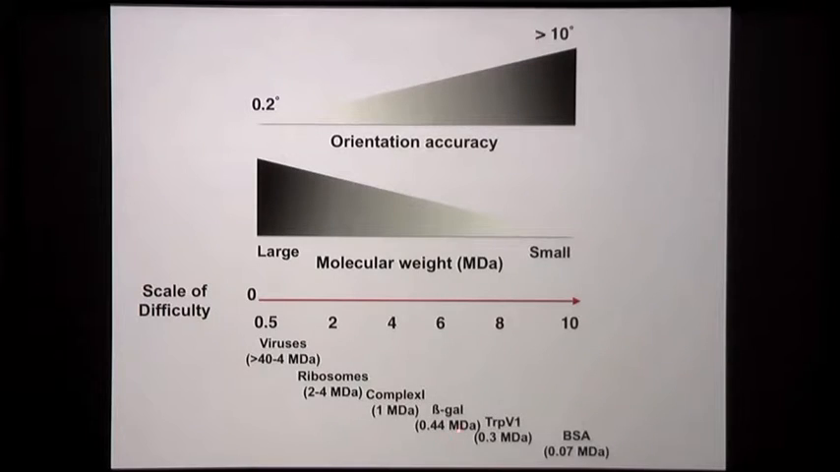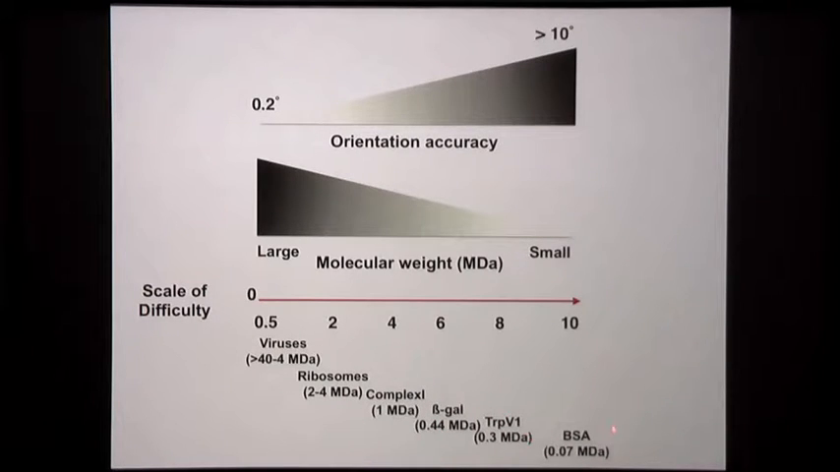Beta-gal is a kind of standard test specimen we use, which is about 440 kilodalton. Although I put it at 6 here, simply because not everybody can get high resolution with this sample, which you can get from Sigma. So a lot of people are working on that. Only 2 labs I know can reach high resolution with this.